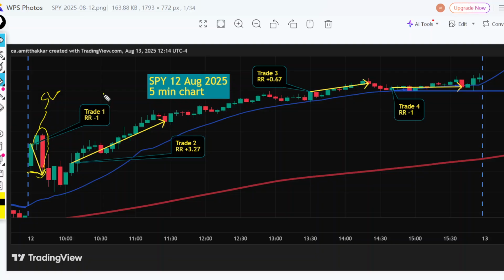If you can see, we have mentioned it here. On trade 1, we took a -1 risk to reward ratio. Basically we have lost 1 R.